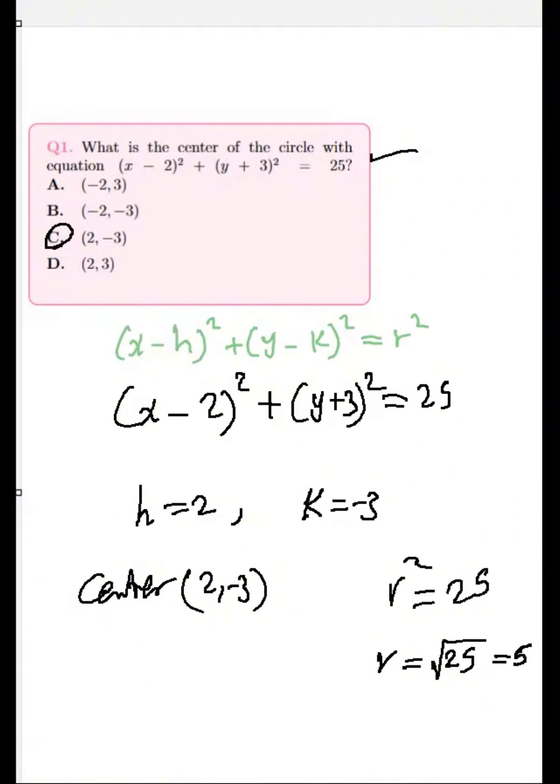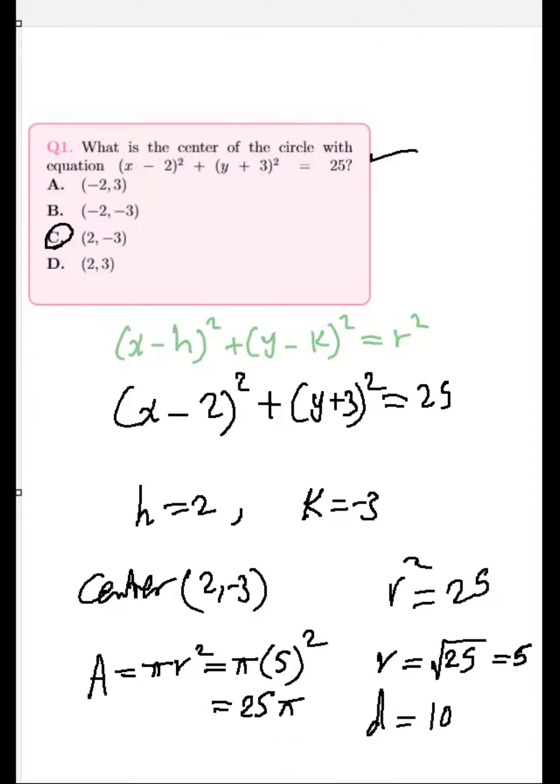And if the question asks about, let's say, the diameter, for example, diameter is the double of the radius, which is 10. If the question asks about the area, we need to remember the formula of the area, pi r squared, which means pi times r, which is 5 squared, to be 25 pi. Or the question asks about the circumference, for example, because the circumference has another formula, which is 2 pi r. 2 pi multiplied by 5, in this case, it will be 10 pi, and so on. So our answer of the question is 2 and -3, letter C.